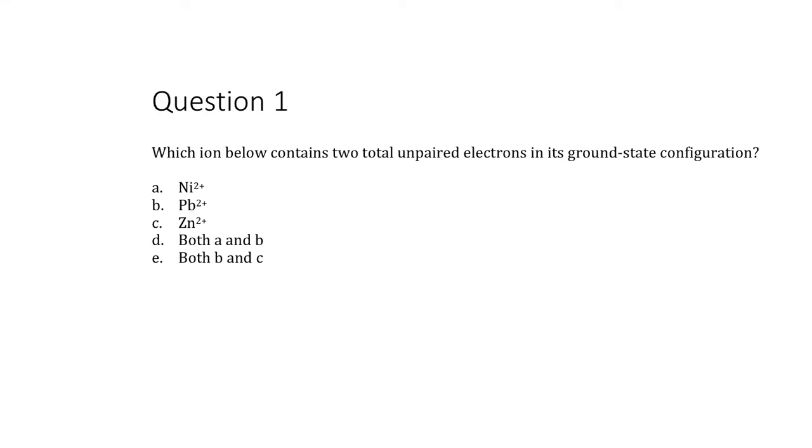Hello, these are the solutions to activity 10. Which ion below contains two unpaired electrons in its ground state electron configuration? We'll just look at nickel 2+ for a minute.